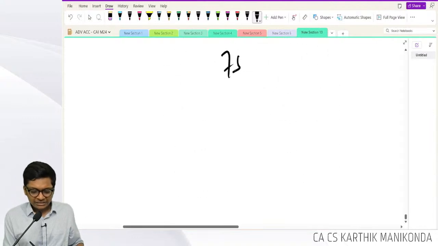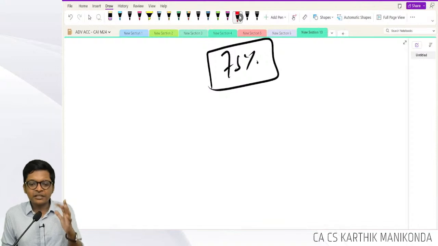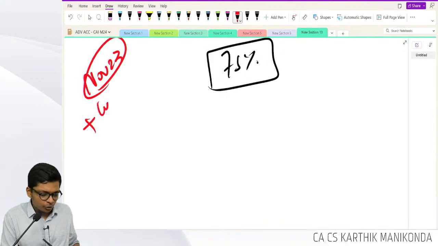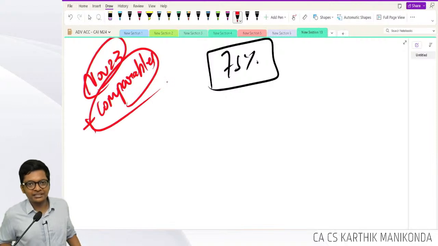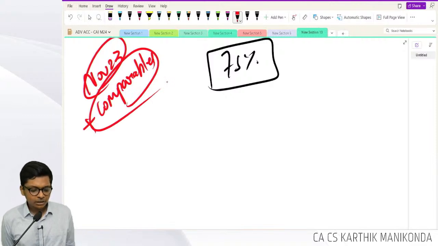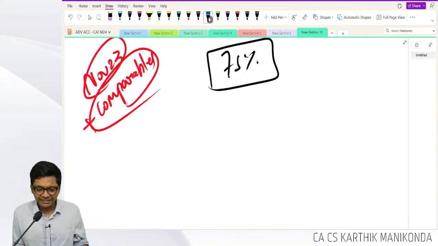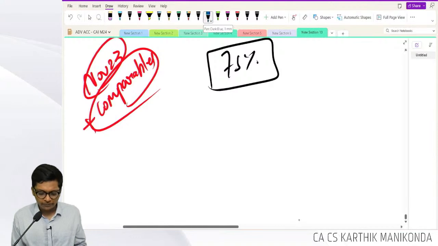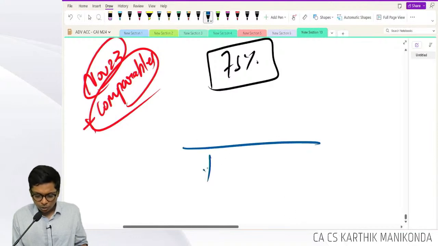Last one, the 75% test. My gut feeling is either they will test the 75% test this time in November 23, or they might test something I'm going to teach, a beautiful concept called comparables. That's my gut feeling, guys. Comparables or the 75% test. The 75% test says you apply all the other tests. Finished applying.